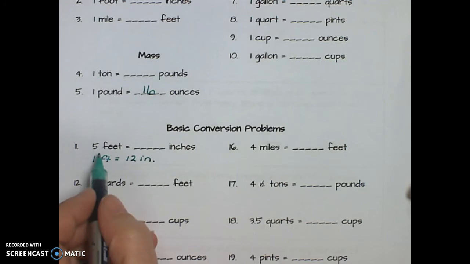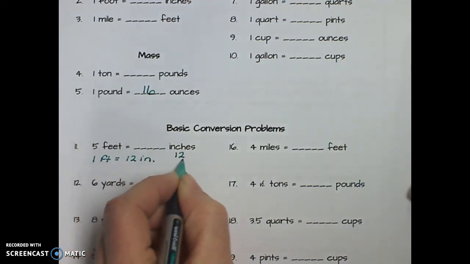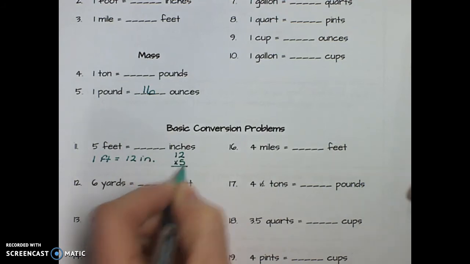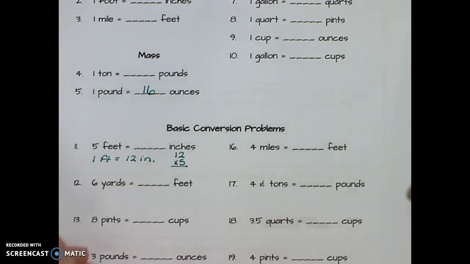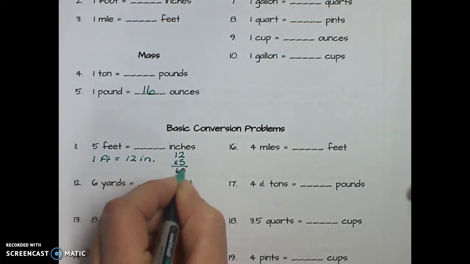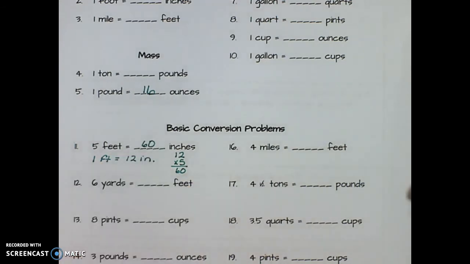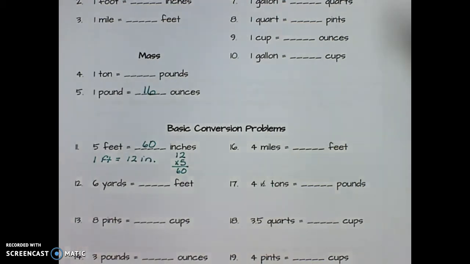Okay, now all we have to do is take 12 times 5. A lot of you have gotten really good with multiplying your 12s because we've been working very hard on multiplication. 12 times 5 is 60, and that's our answer. And that's what you continue to do. You can write hints if you need them, show your work, and then write your answer down.